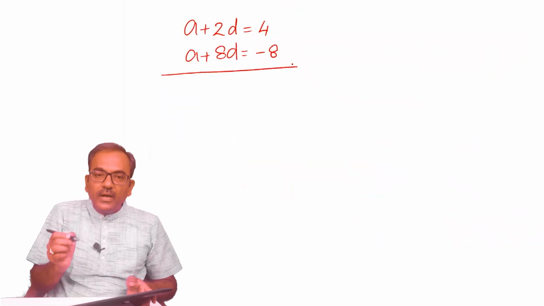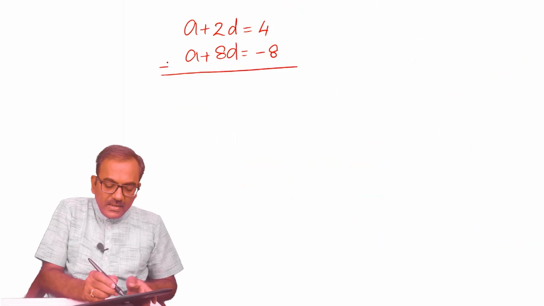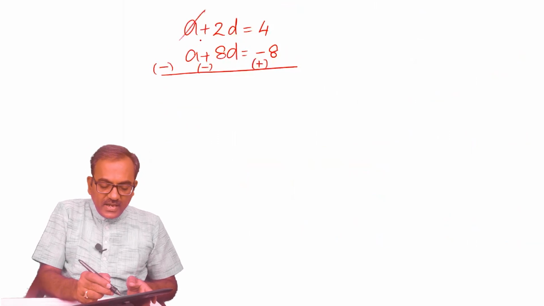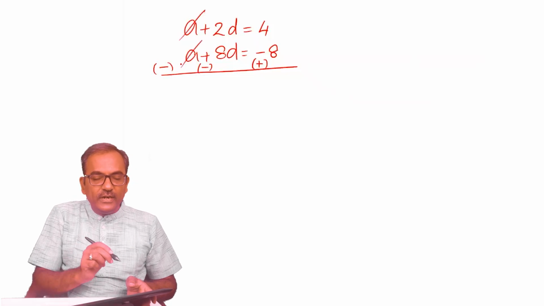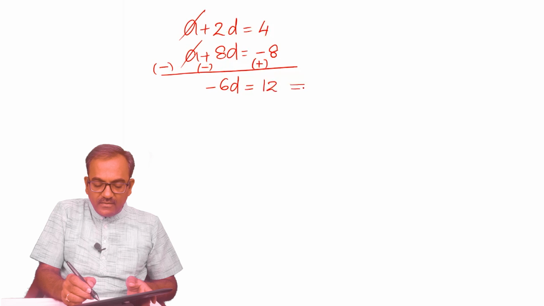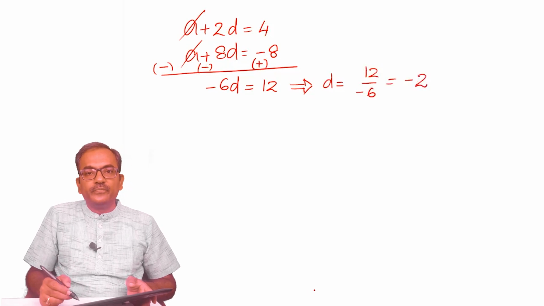Now I need to eliminate a, therefore I cancel out a by subtracting one equation from the other. So what do we get here? Plus a and minus a add up to 0, therefore it gets cancelled. 2d minus 8d is minus 6d, which is equal to 4 plus 8, which is equal to 12, which implies d is equal to 12 by minus 6, that is equal to minus 2.